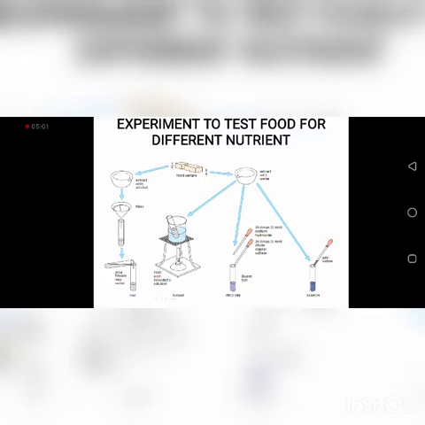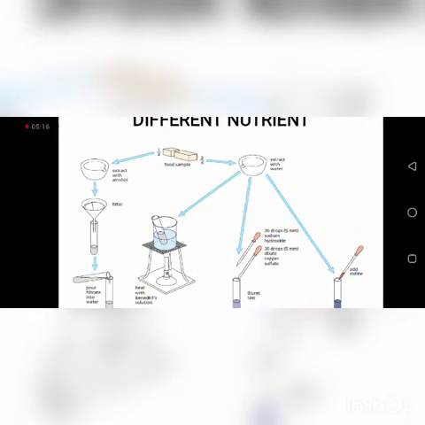Now look at the setup. This setup is trying to demonstrate how it's being done in the laboratory, for different experiments to test for different nutrients in different food samples. Look at the first one. The food sample is the one in the form of a block. You cut it, you just need a very small amount of it, and you put it in a mortar and pestle. You stir it in order to get the solution.